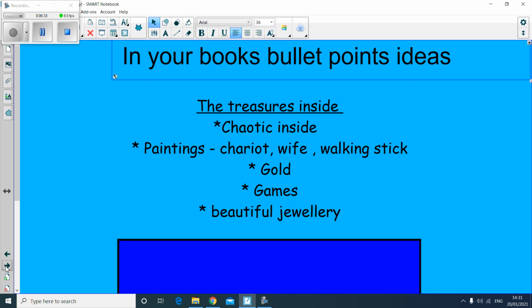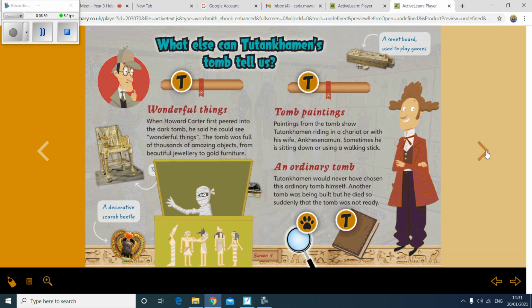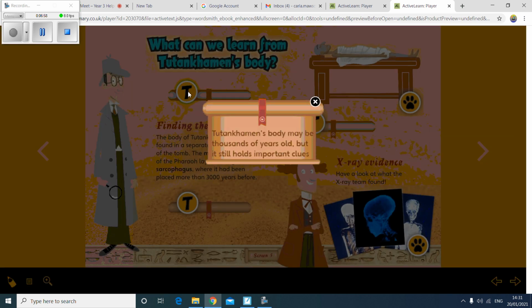So we're going to move on to the next part, and that's where we're looking at Tutankhamun's body. So once again, we're going to go back to the ebook, and we're going to pause the video here, and we're going to find some information from the paragraphs here. Okay, so when you've written down some of your bullet points, I'm just going to open up some of these and see if there's anything else here that you might want to write down.